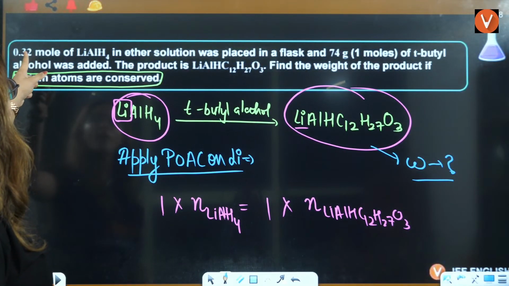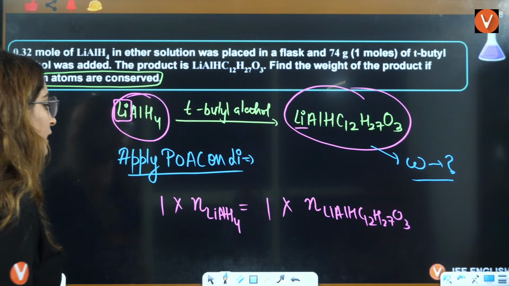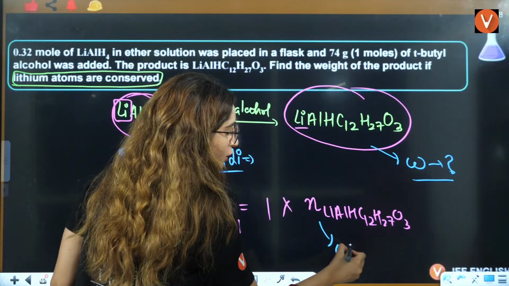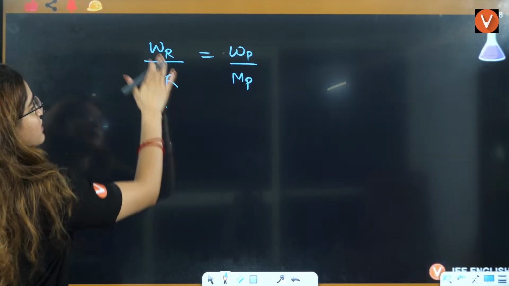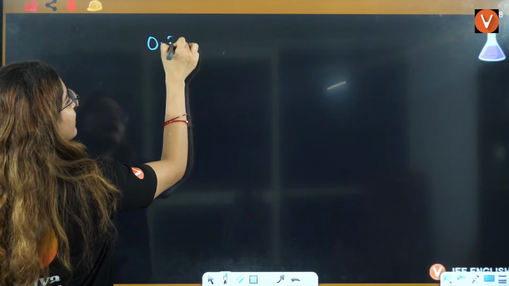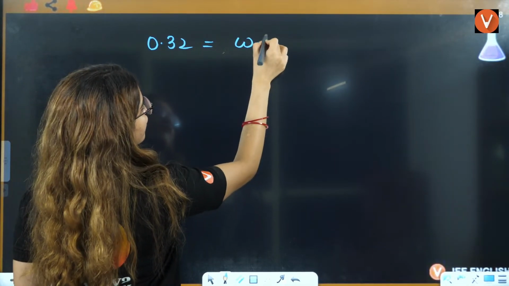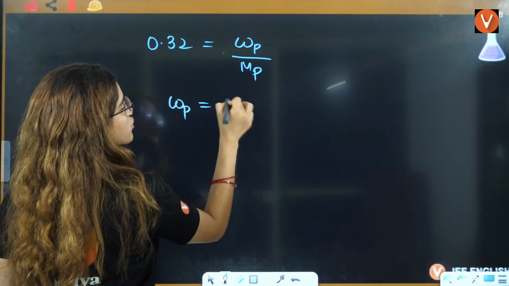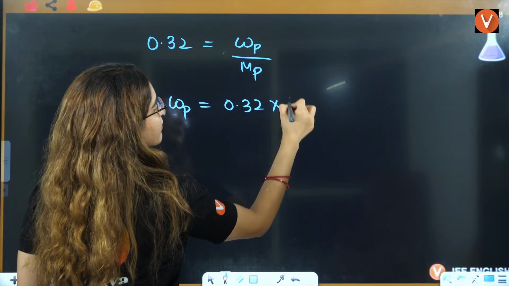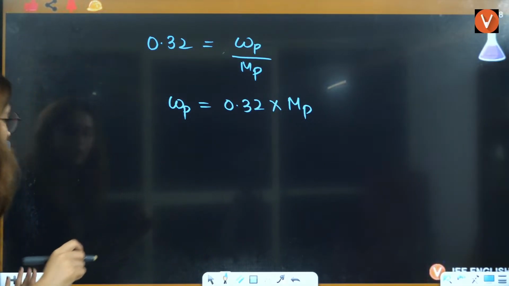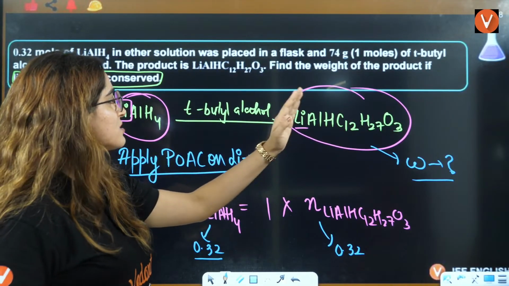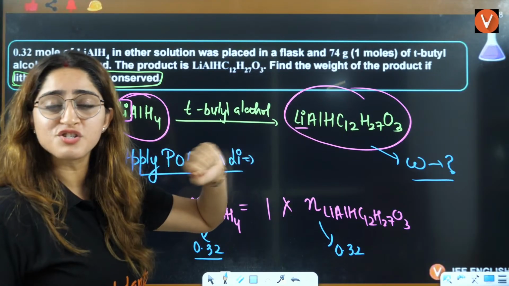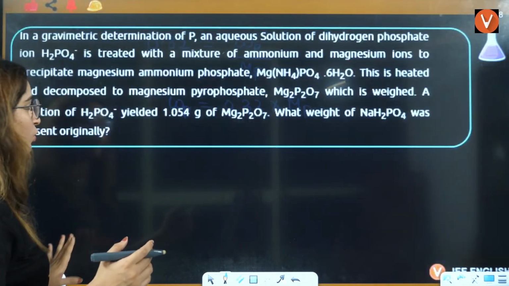They have given you 0.32 mole of LiAlH4. That means this is given to be 0.32 mole. So this is also going to be 0.32 mole. So instead of writing this, can I say that 0.32 mole is equal to weight of this product divided by molar mass of product? So weight of product will be equal to 0.32 multiplied by molar mass of product. Molar mass of product you can calculate. See, addition of lithium, then aluminium, hydrogen, carbon, then oxygen, all of this you add, you will get the answer for the molar mass here.